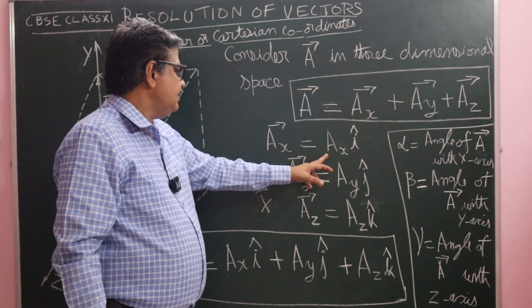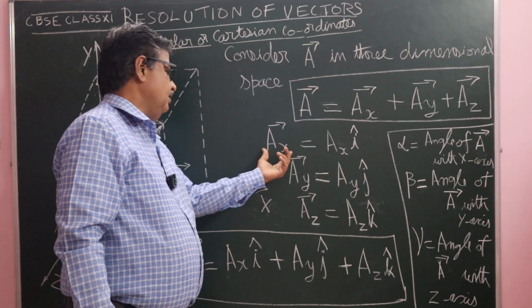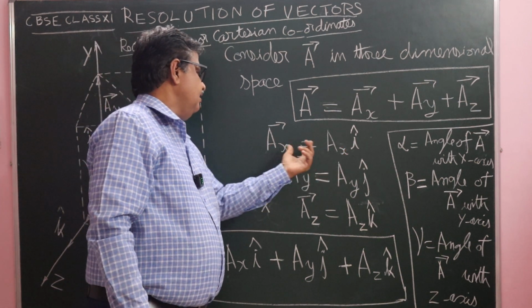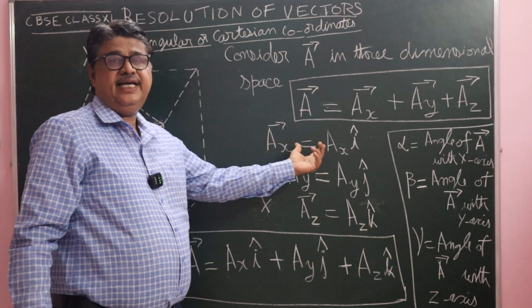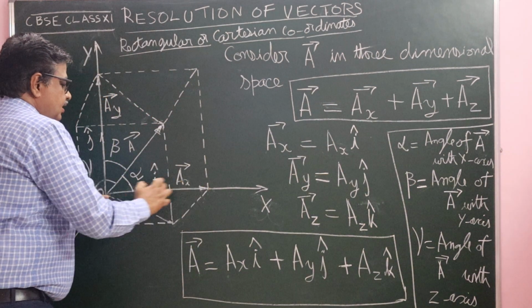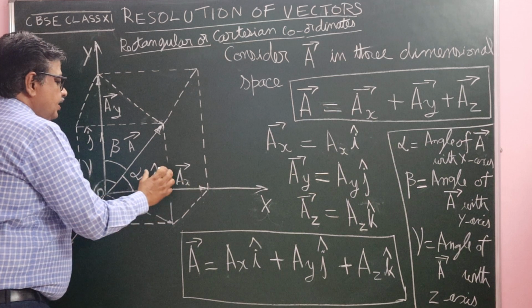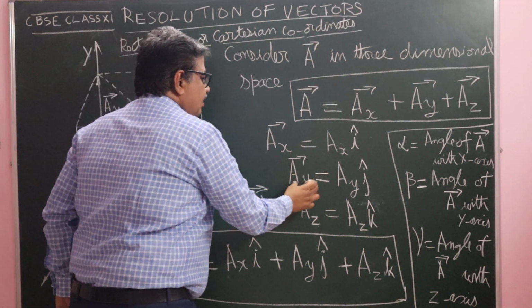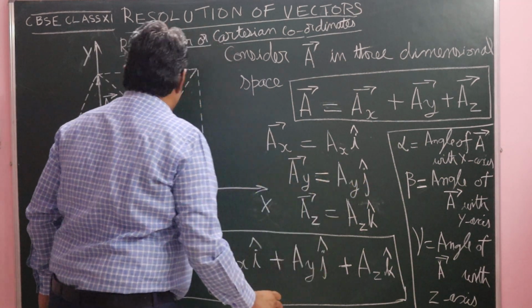Ax is the magnitude of Ax vector. Therefore Ax vector equals Ax i cap. So this is the Ax vector: Ax vector equals Ax i cap. Then Ay vector equals Ay j cap.